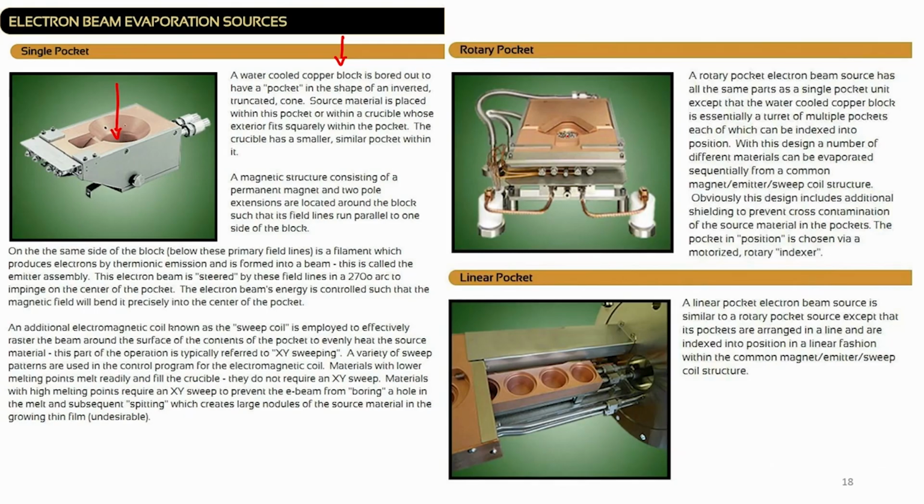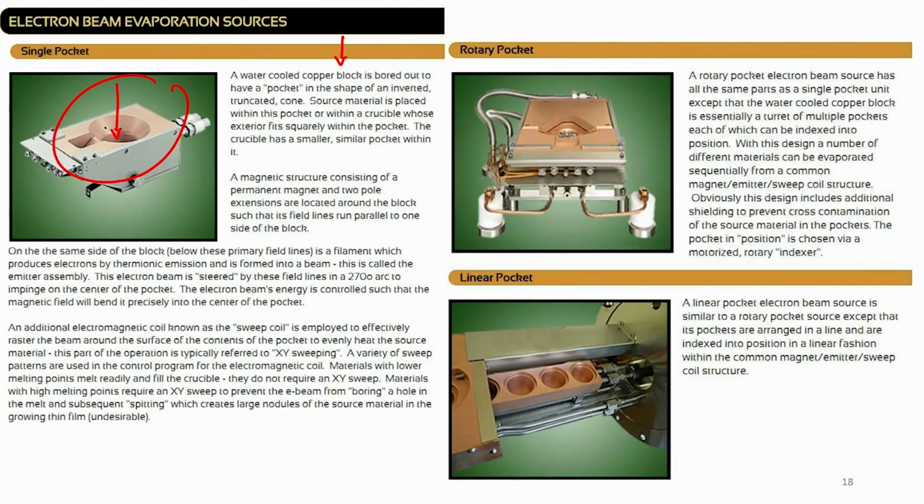Alright. So, here we have everything comprised in the same system. On the same side of the block is a filament which produces electrons by thermionic emission and is formed into a beam, that is called the emitter assembly. The electron beam is steered by these fields in a 270-degree arc to impinge on the center of the pocket. The E beam energy is controlled such that the magnetic field will bend it precisely into the center of the pocket.